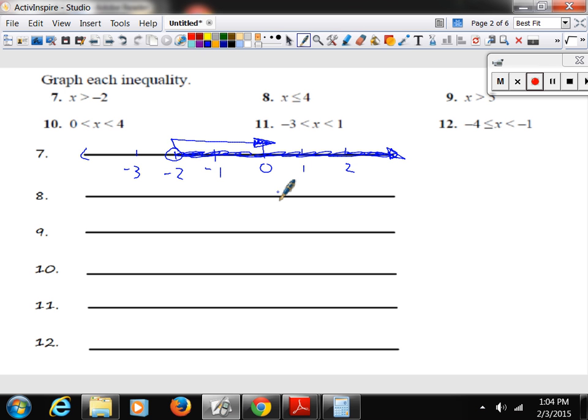Number 8, we're going to graph x is less than 4. So again, you could put your arrows on there. This time I'll start over here on the left side at 0. Count over 1, 2, 3, 4.